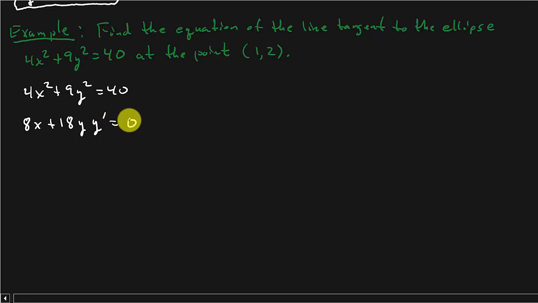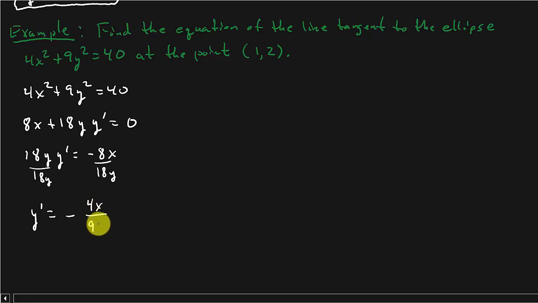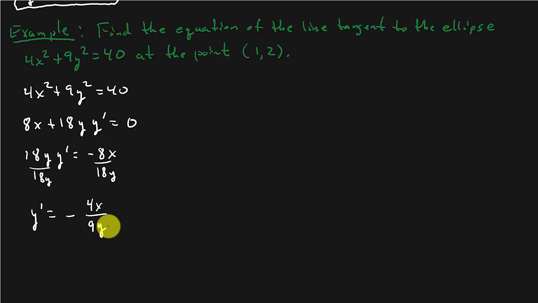All right, and then we solve for y prime. So 18y times y prime equals negative 8x. Divide everything by 18y. And so we get y prime is equal to negative 4x over 9y. All right, so there's your derivative.